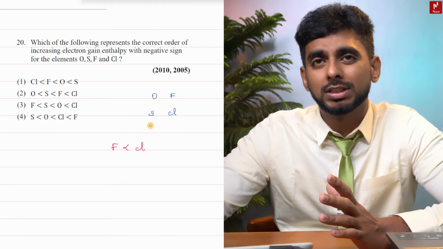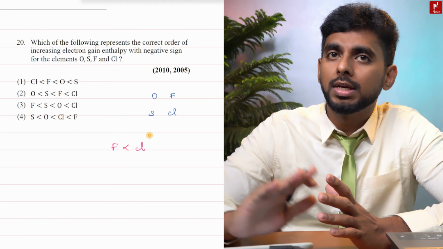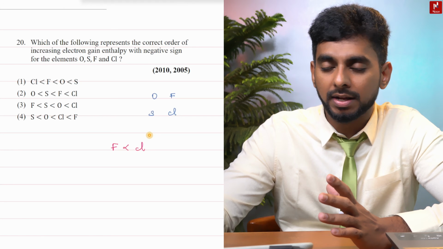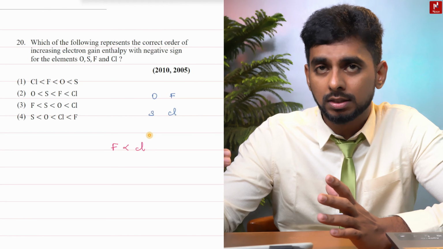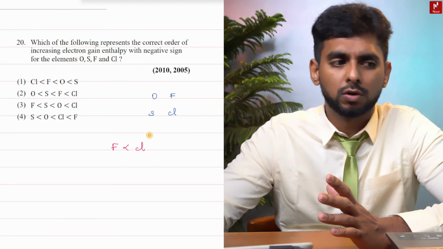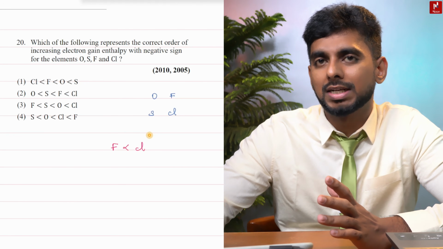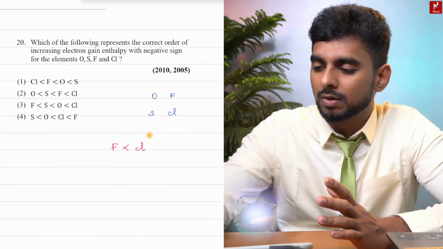But in the case of oxygen and sulfur, oxygen will have the lowest electron gain enthalpy when compared to that of sulfur, selenium, tellurium, polonium, and so on. So you have to be clear with this one. I've already told you this arrangement in the theory part, so you have to be clear.